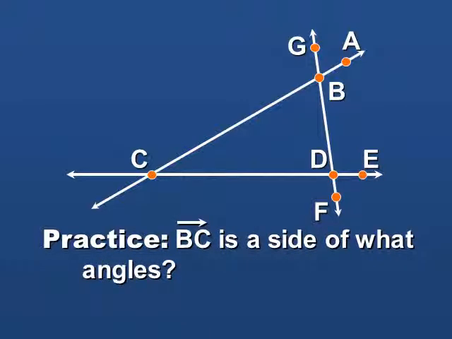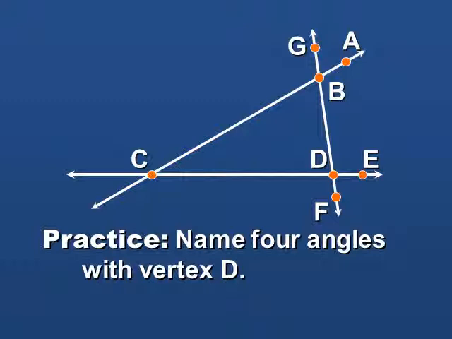Ray BC is a side of what angles? So look for BC, and it's a side of a few angles here. Again, we'll talk about straight angles later, where CBA would be a straight angle. We're not talking about that quite yet, so don't get ahead of yourself here. Talk about angles. So we've got CBG and FBC. Four angles with the vertex of D. Go ahead and write those for yourself before you continue on. Make sure you hit pause.